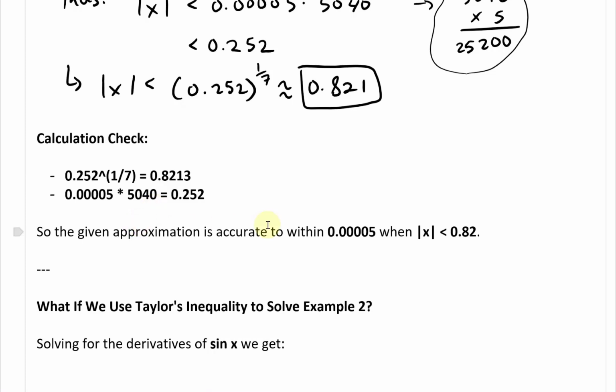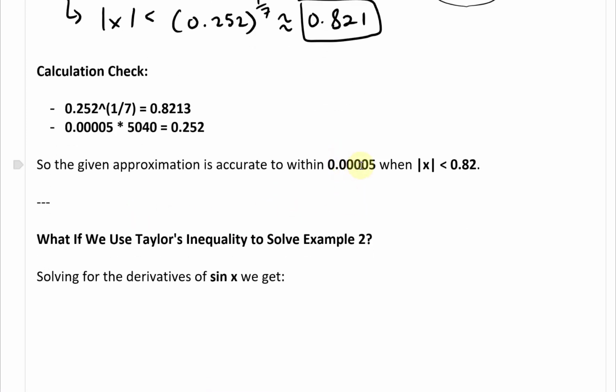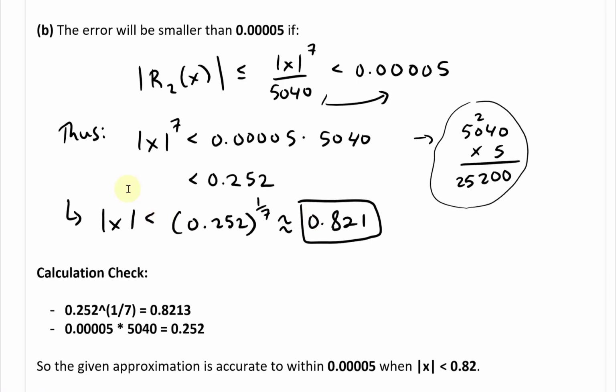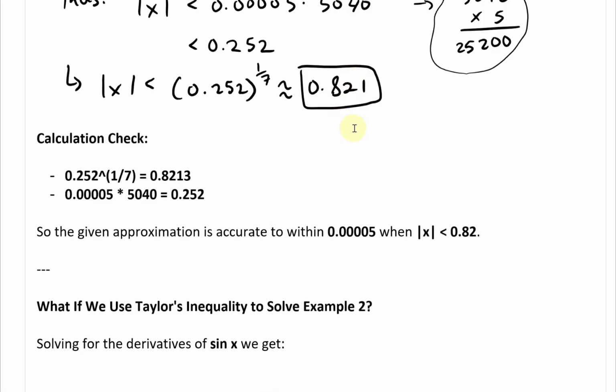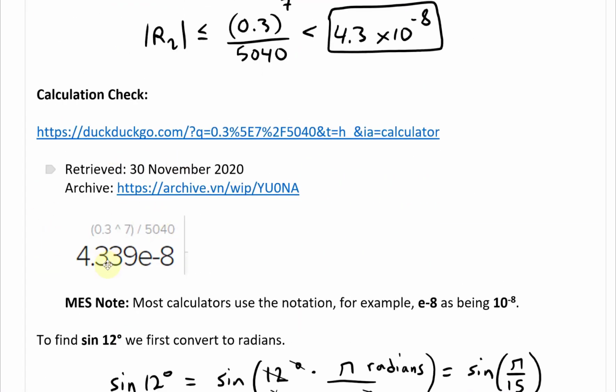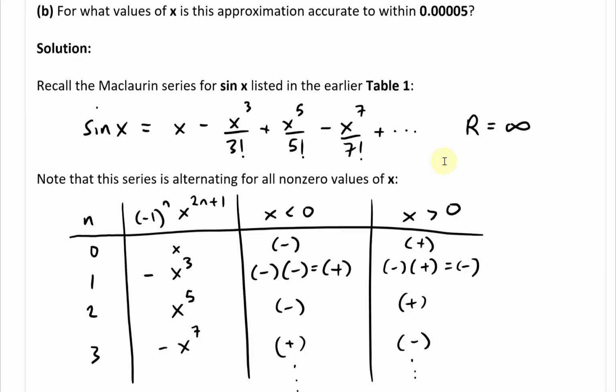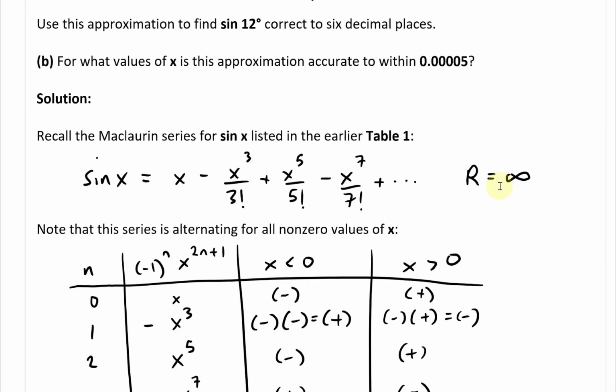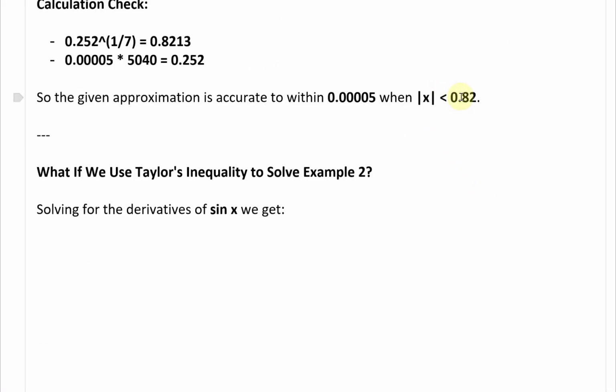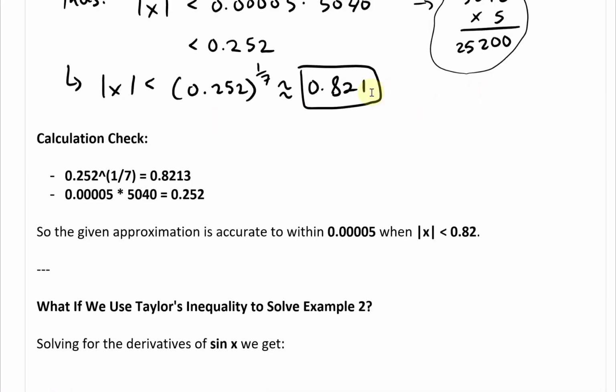So the given approximation is accurate to within 0.00005 when the absolute value of x is less than 0.8. So remember, this is the absolute value of x there. So we found this is beyond our 0.3 values. Basically this one right here is for when x is between negative 0.3 and 0.3, but if you want to get past that, the error is going to be 0.0005 when x is at most 0.82, like that. And here they just rounded up to 0.81, and it's rounded down actually at 0.82.